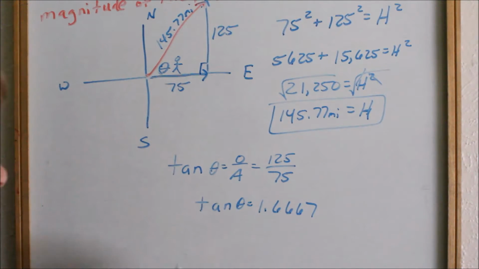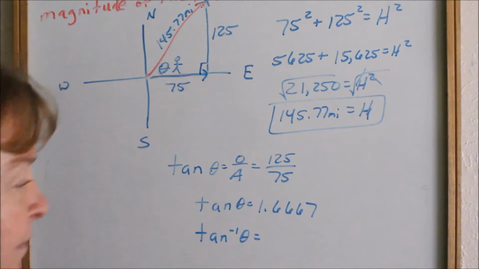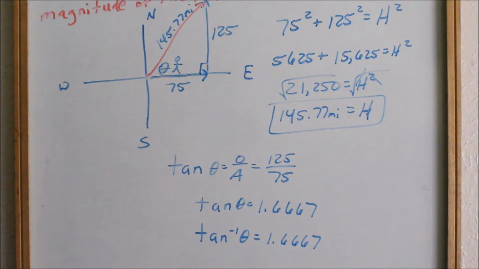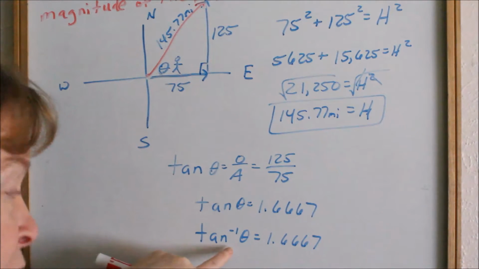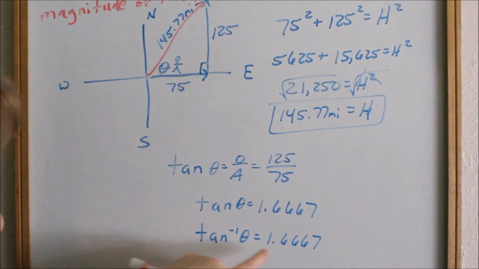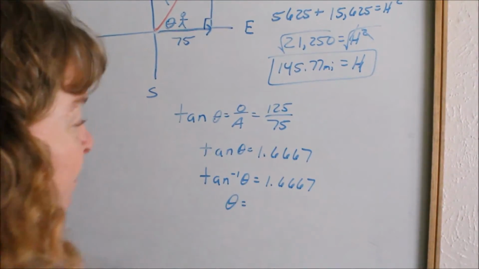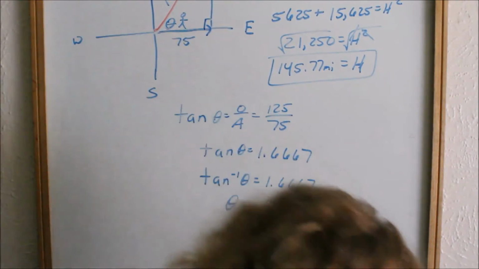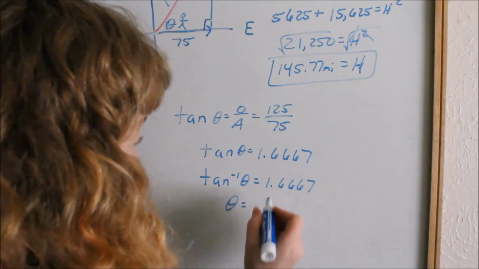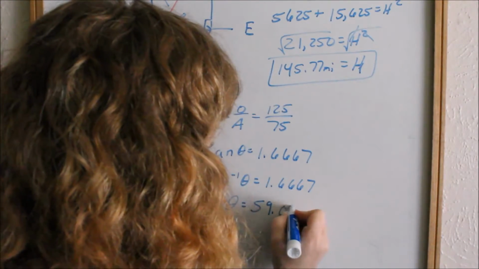Now, how do I find theta? You're taking the inverse of tangent. So you do the inverse function of 1.6667. I'm not sure what calculator you have, but you use your second button and the tangent, and then you put this in, and then you should be able to hit enter. When you do the inverse of tangent, or the arc tangent, then that angle is 59, and the book might not even go to any decimal places.